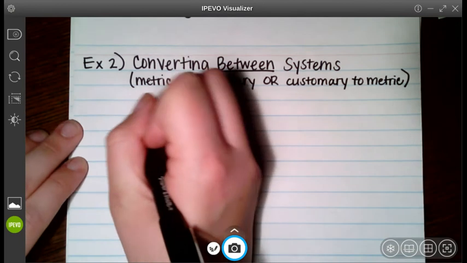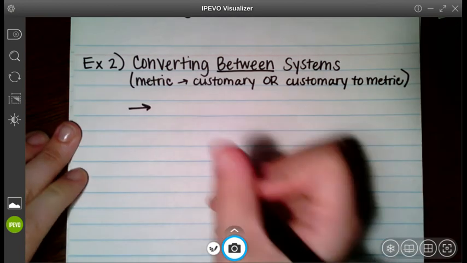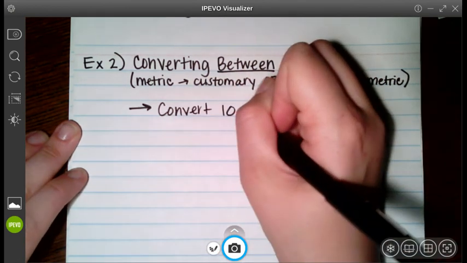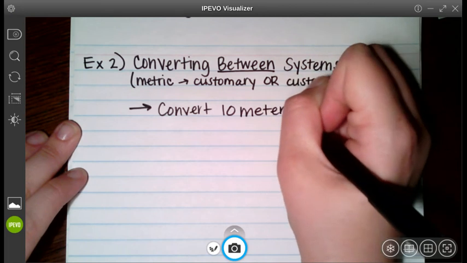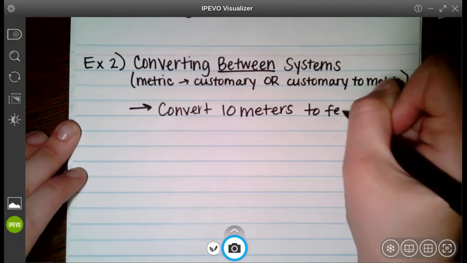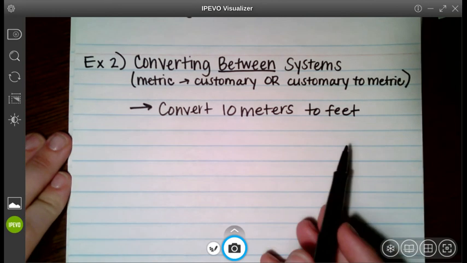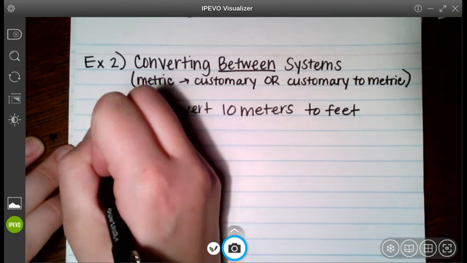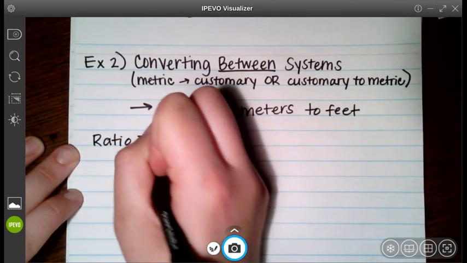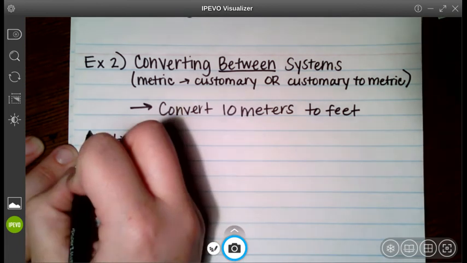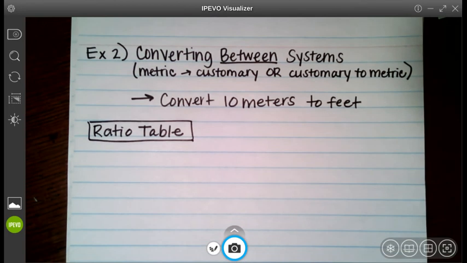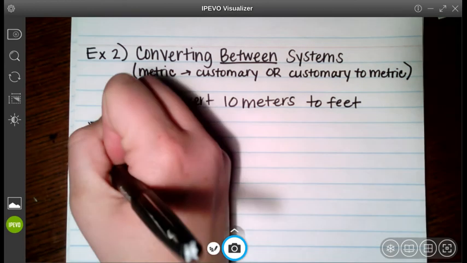Okay, so our example to convert between systems is to convert 10 meters to feet. So my final answer will be blank feet. 10 meters is what in feet? Our first strategy was to use a ratio table. And I'm going to follow the same procedure I did when I was converting within the same system. First thing I ask myself is, what am I comparing? I'm comparing meters and feet.